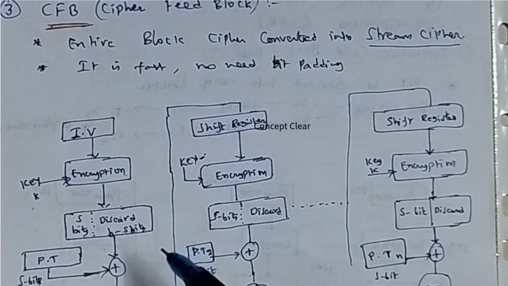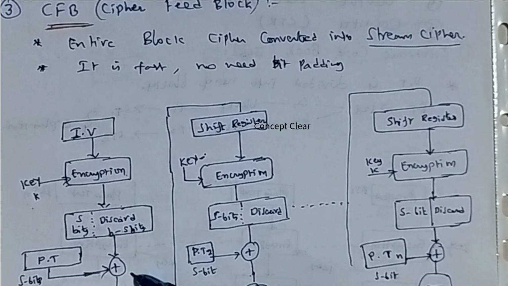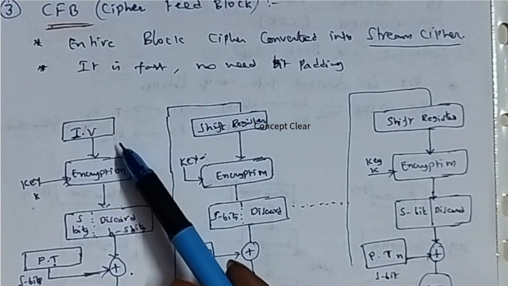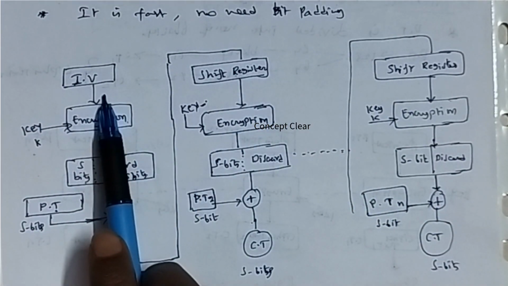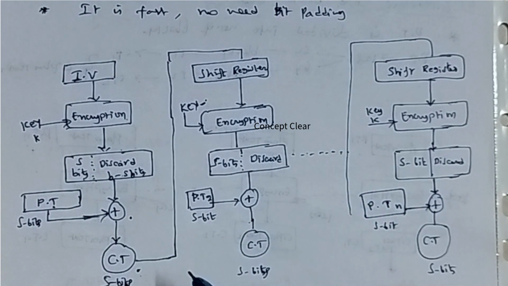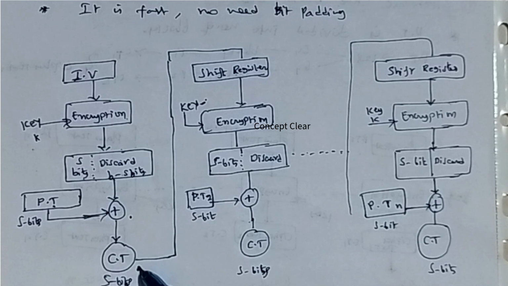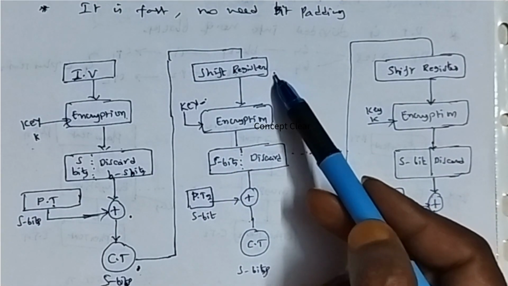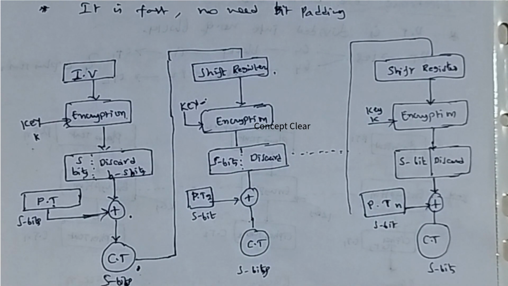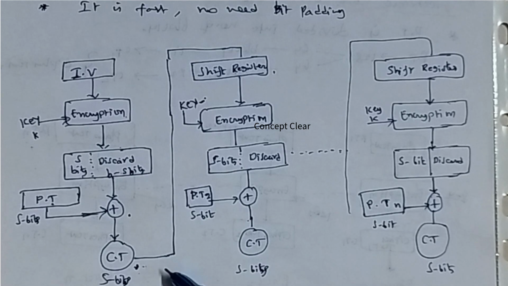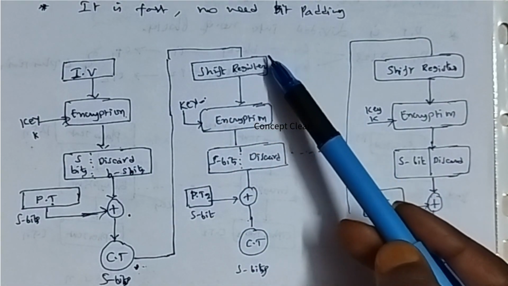Those s bits perform the XOR operation with the plain text. Then the final ciphertext is given to the top register as feedback. Okay, this is the round 1 operation. In round 1, we use the initial vector. The round 1 ciphertext is given as the next round's shift register, as feedback to the second round.